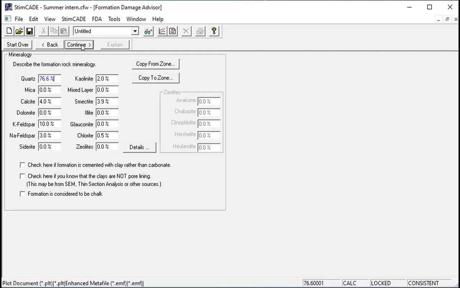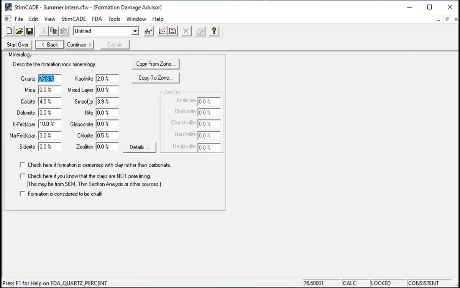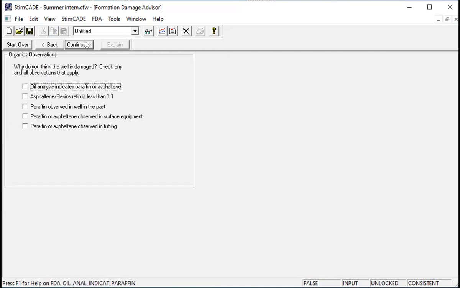If I go to next, they're now asking other questions. Why do you think the well is damaged? Check any and all observations that apply. There may be some additional things that you think. For example, apart from the smectite, which I've talked about and which will definitely produce fines migration, there may also be some other things that you may have observed. What are those other things?